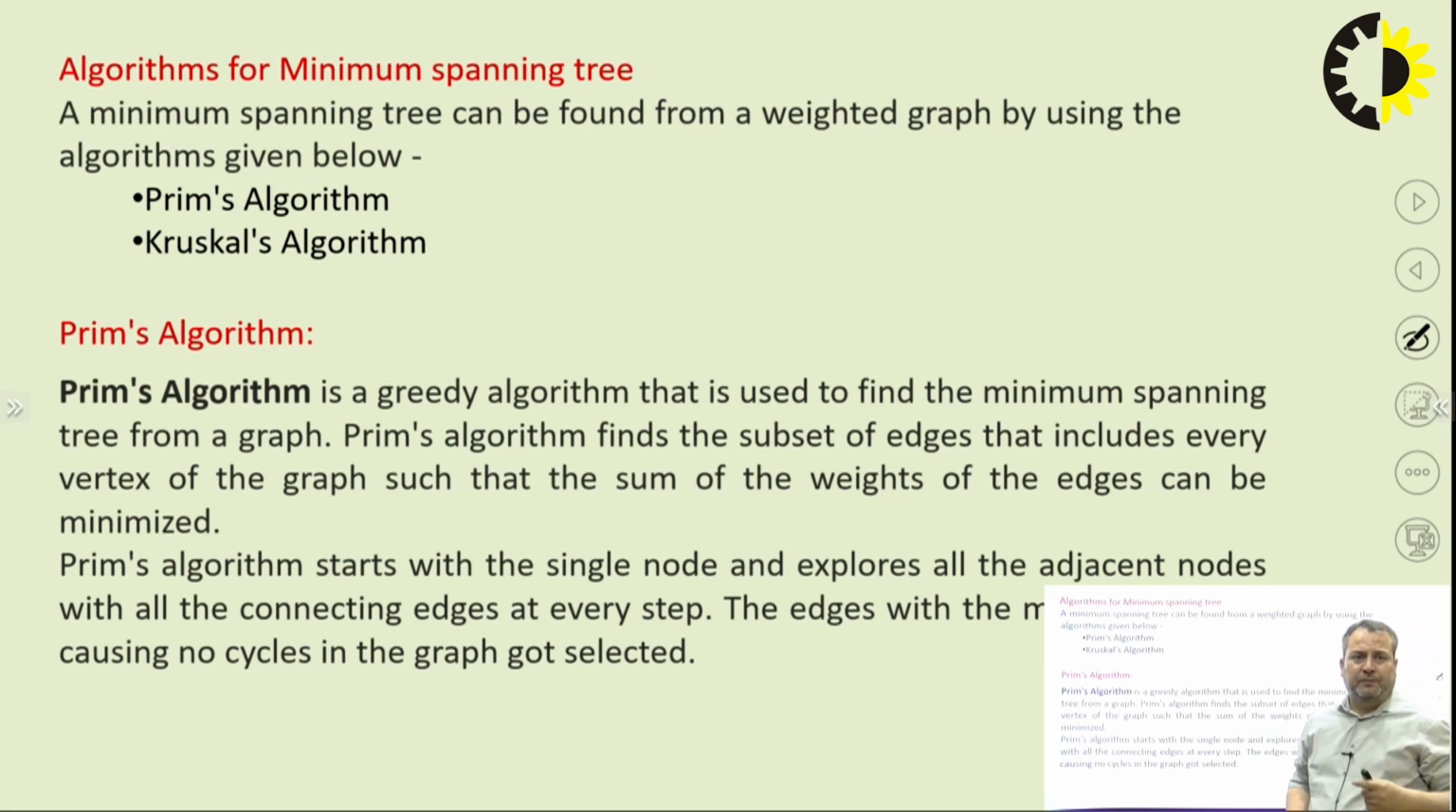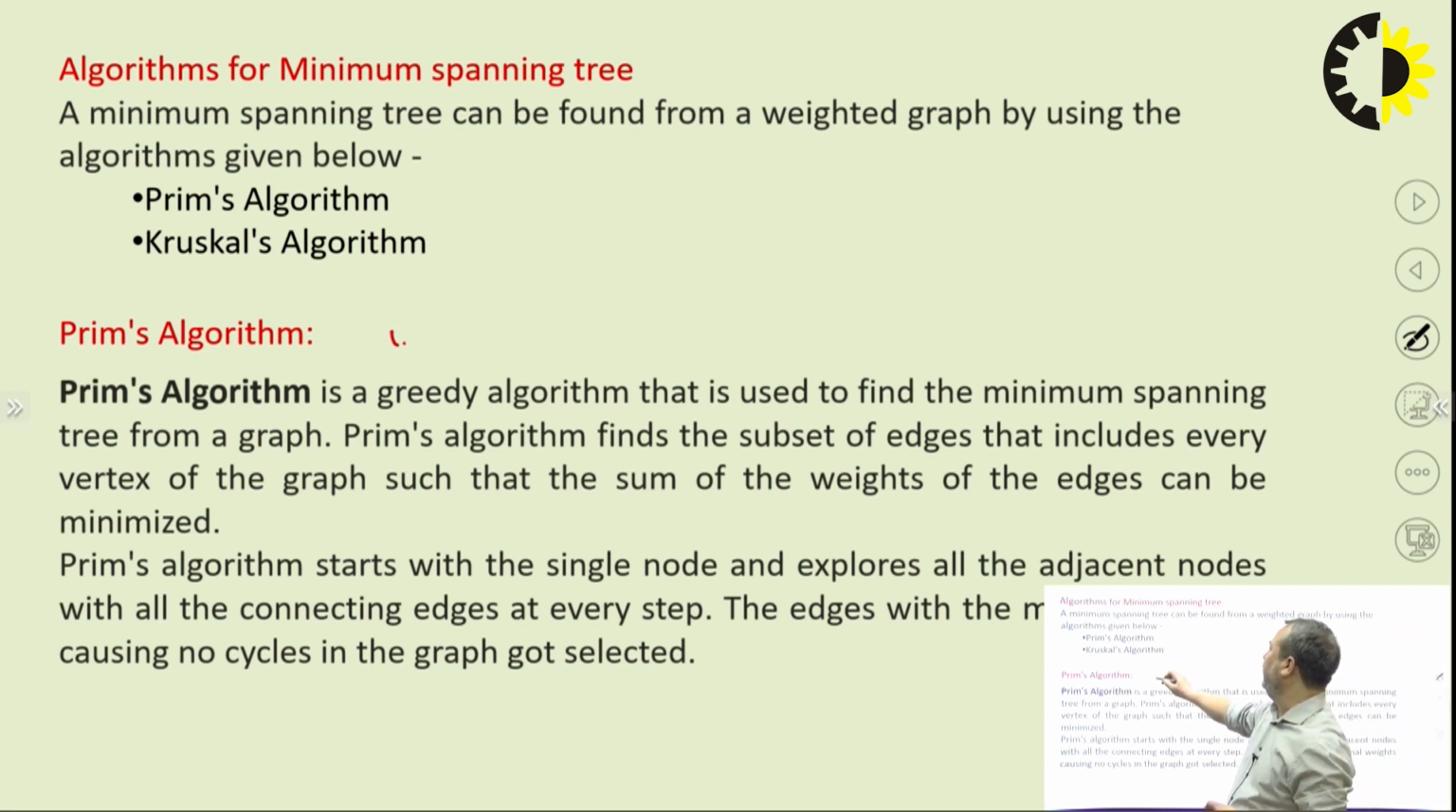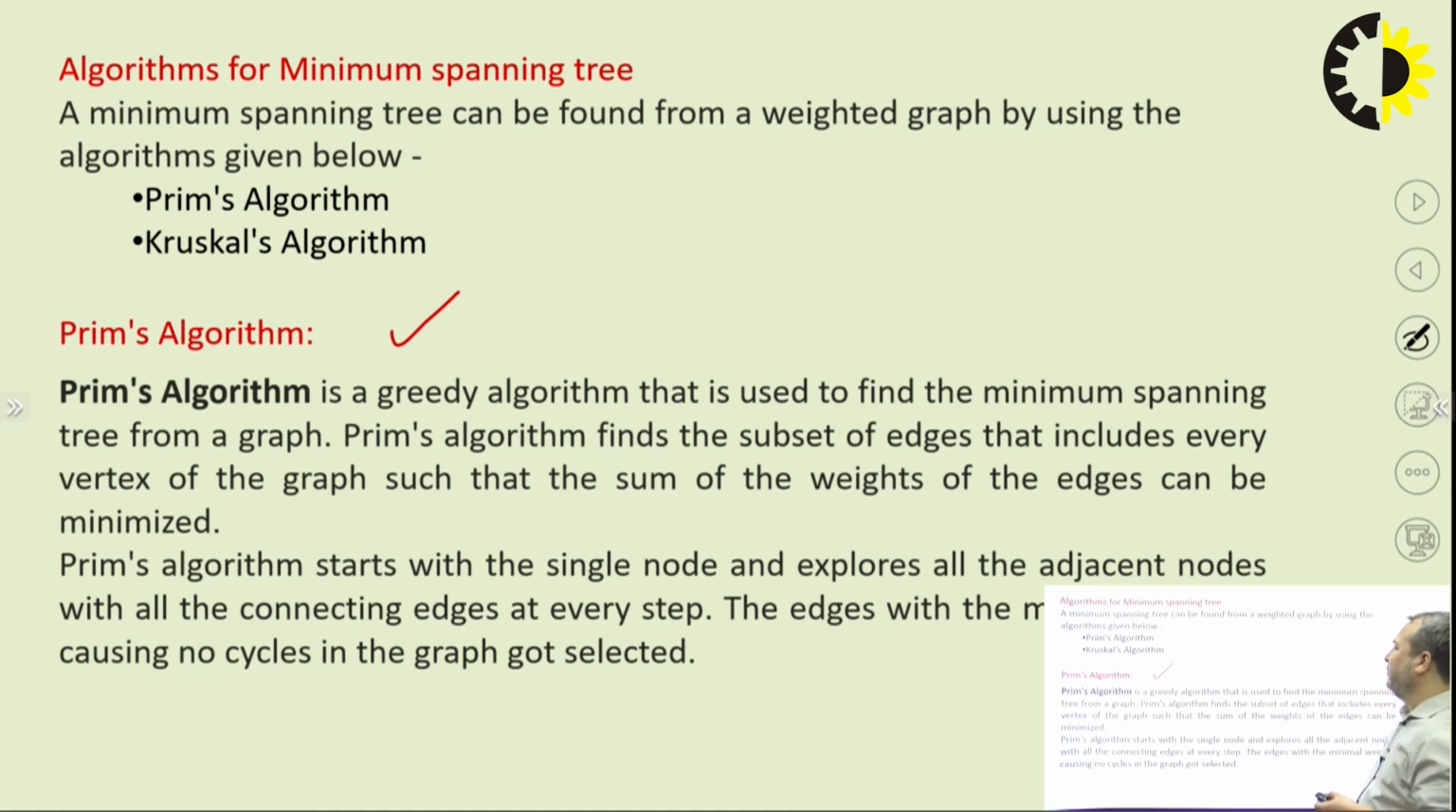So what have we studied? What is a spanning tree? A spanning tree is a subgraph which has the minimal number of edges and is acyclic. It means if there are n vertices, there will be n minus 1 edges. So let's see how to find an MST of a graph. One very popular algorithm is Prim's algorithm.